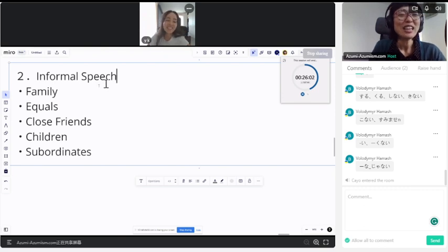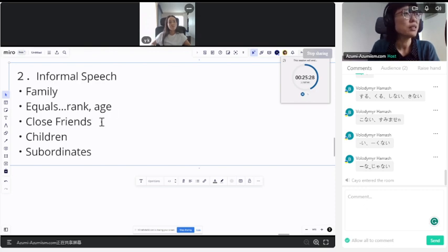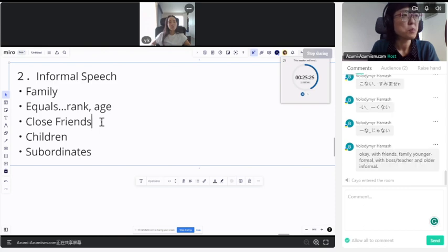Equals. What does equals mean? He said... I forgot. Equals means the same rank, or the same age. And close friends.